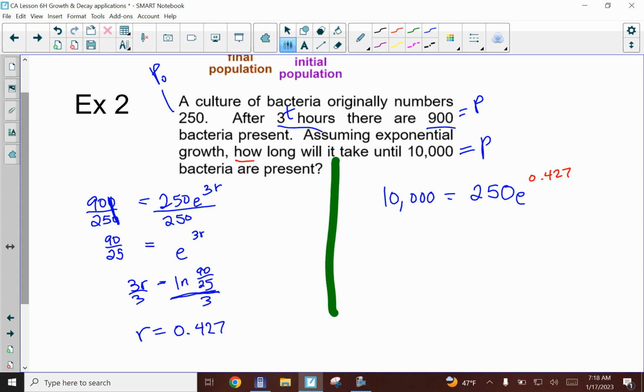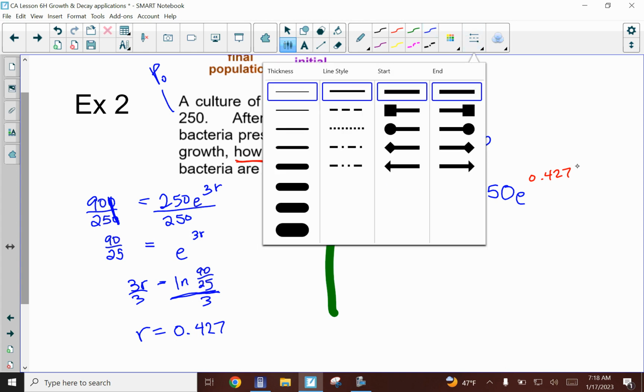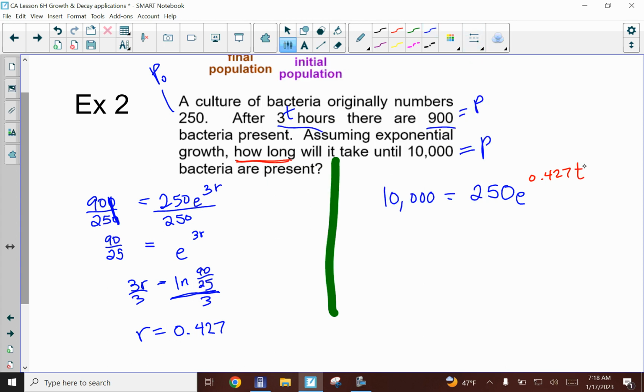And it says, how long is it going to take? So we're going to try to solve this for T. Now, the steps to this, again, they're pretty much the same every single time. So the first thing you do is divide by 250. So divide this by 250. And you can cross out some of those zeros.